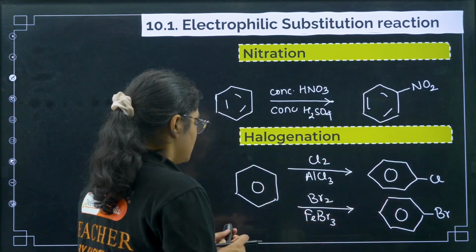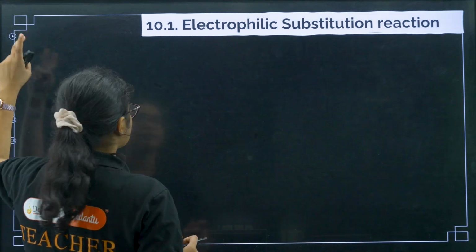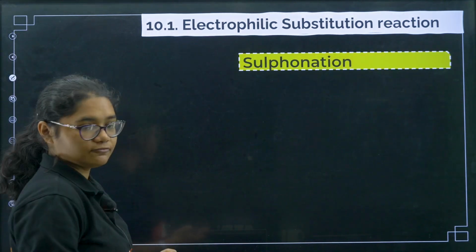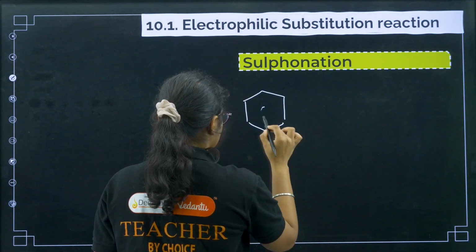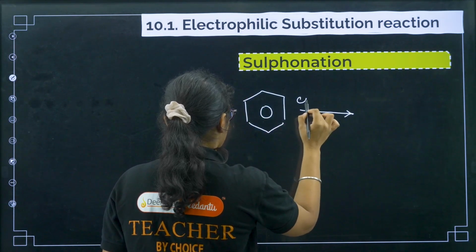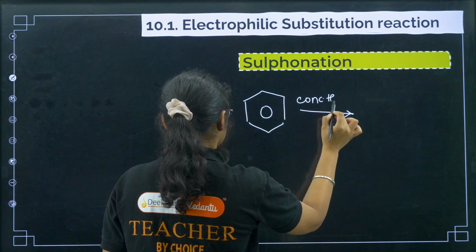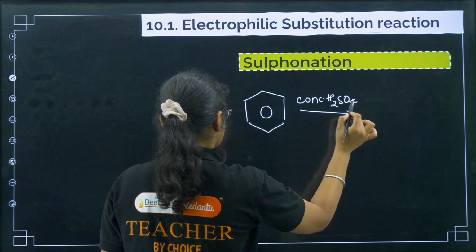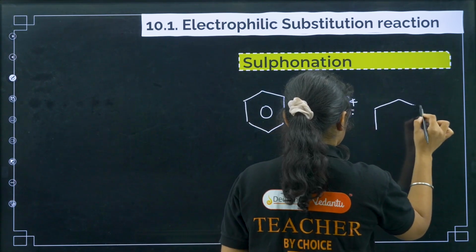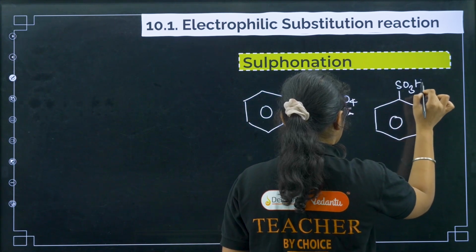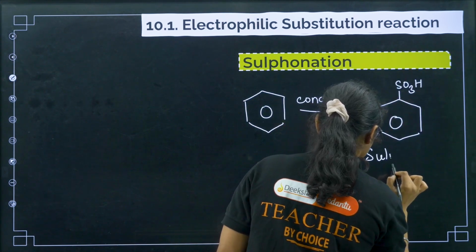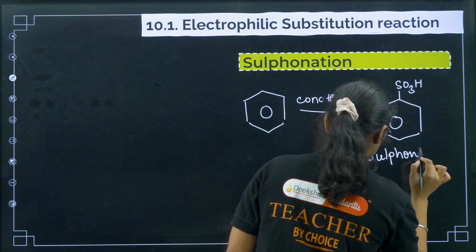Okay, clear? Next coming to sulfonation, means addition of sulfuric acid group. So you can just take benzene ring and concentrated H2SO4. Okay, so if you take this, what will happen? You will get SO3H group attached here, and this is called as sulfonic acid.